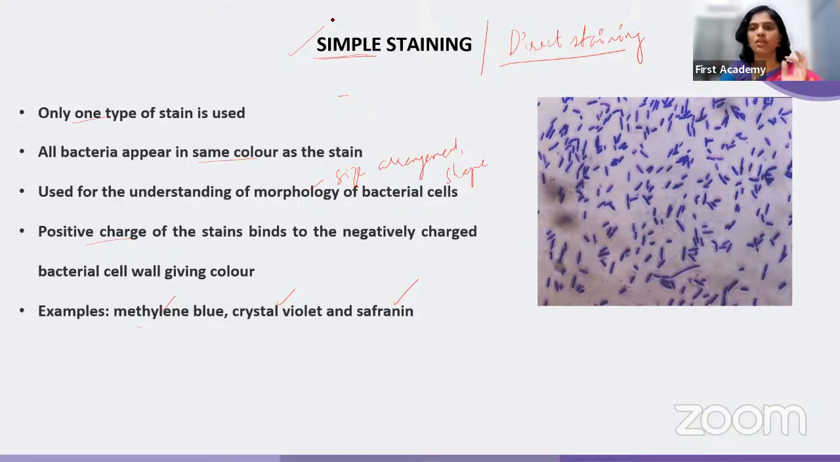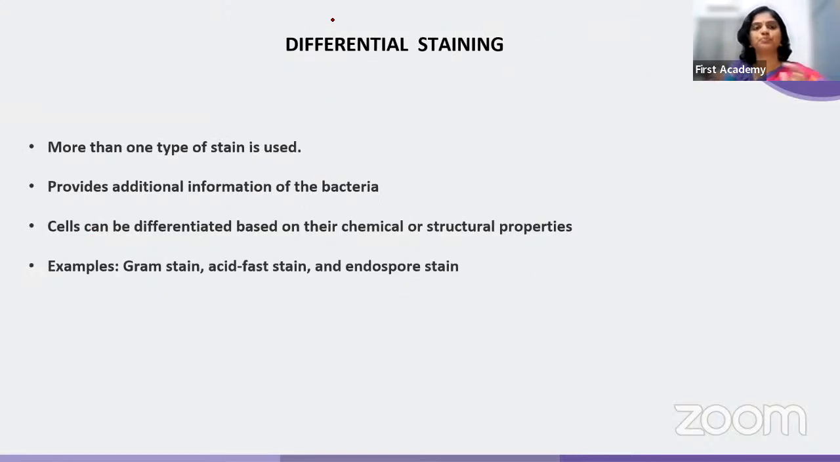So simple staining, also called direct staining. I can use any colored dye which is positively charged. And what is the information I will get from a simple stain? First, presence or absence of bacteria. And then I will be able to know the size, shape, and arrangement of the bacteria. That's it. I will only be able to know about the morphological features, nothing about the characters or behavior of the bacteria using a simple staining.